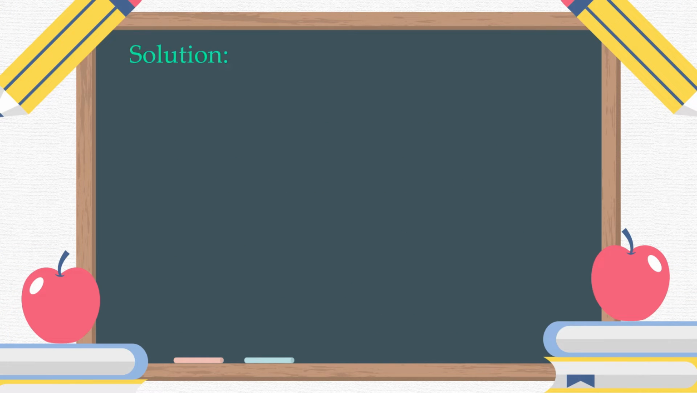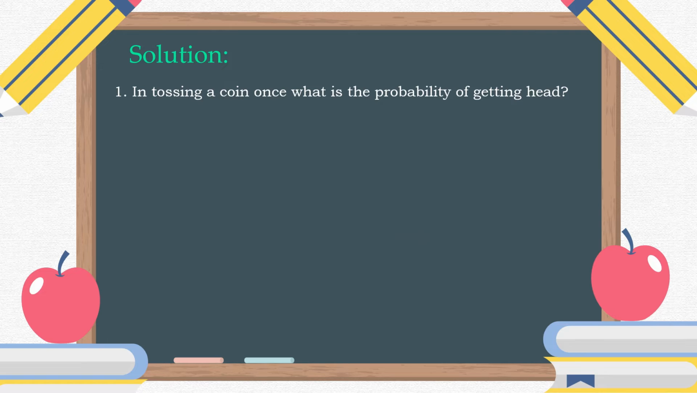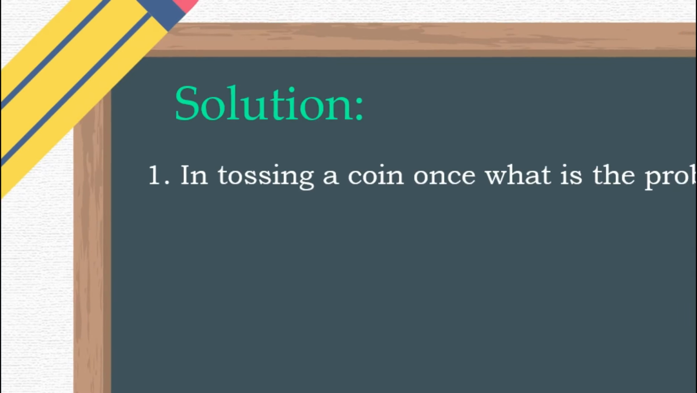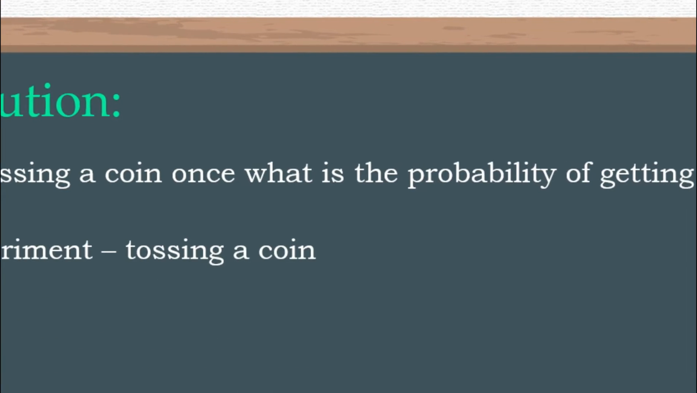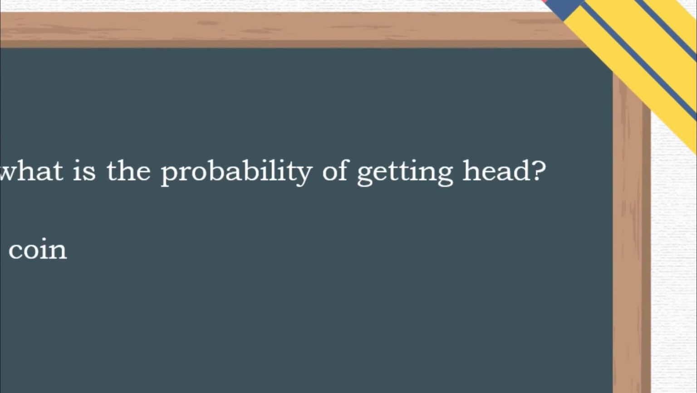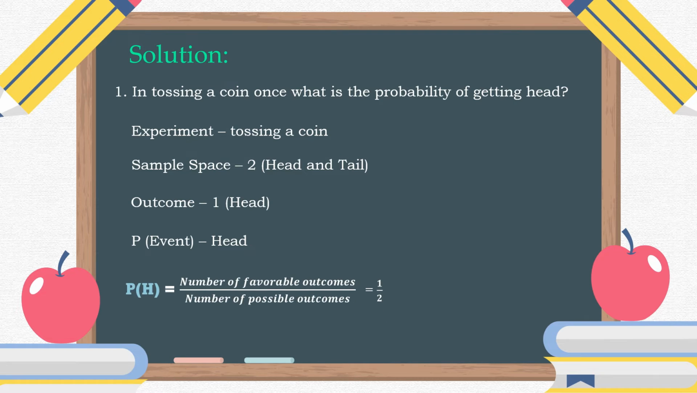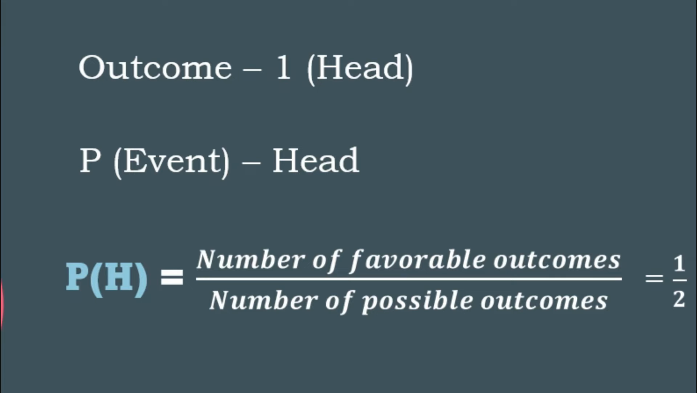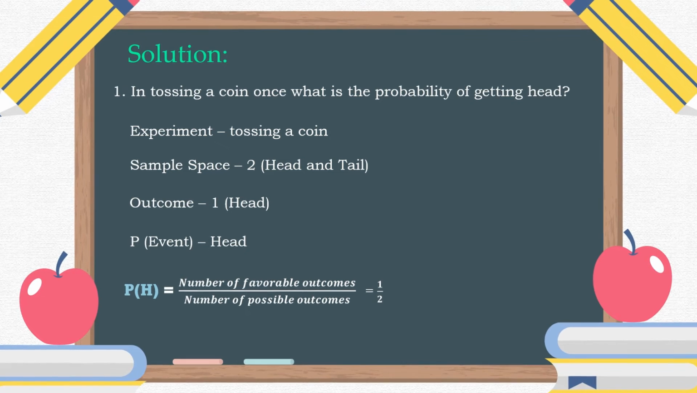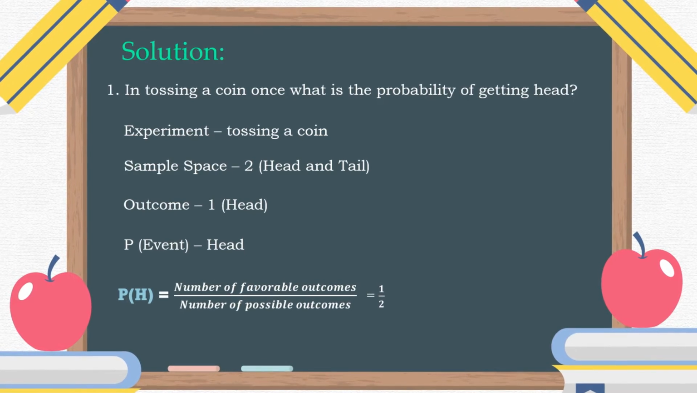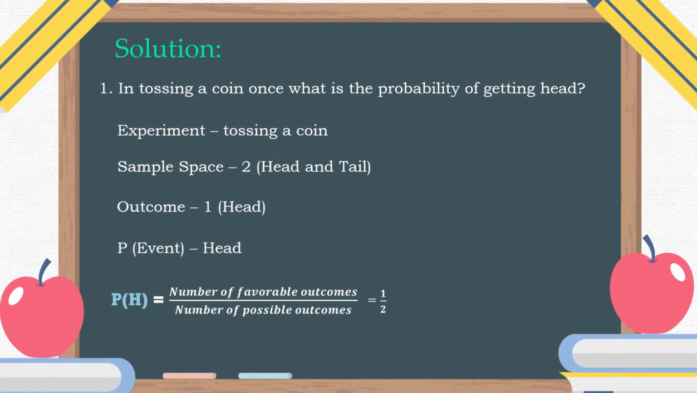Okay, so let us solve. Here is our solution. For number 1, in tossing a coin once, what is the probability of getting head? First, the experiment is tossing a coin. The sample space is 2. So, ang sample space na pwede nating makuha ay head and tail. Yung outcome na gusto nating makuha ay head. So, P of event is head. So, the probability of event is getting head. So, ibig sabihin yan, ang formula natin, P of H or probability of getting head is equal to the number of favorable outcomes over the number of possible outcomes.